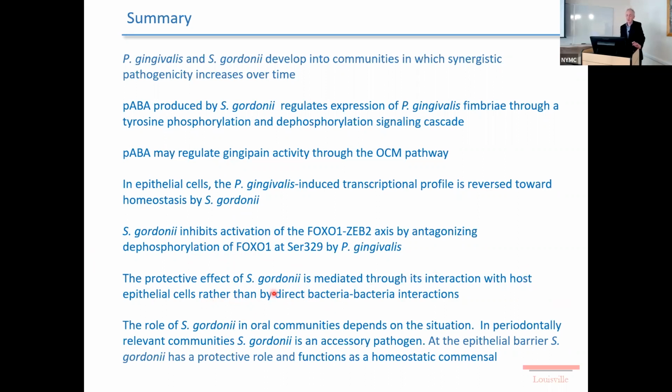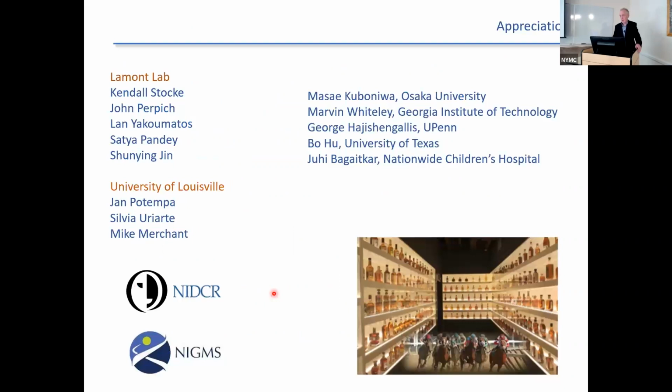So the role of streptococci, just going back to this context, all life exists in context kind of thing, the role of streptococci in all communities just depends on the situation. In periodontally relevant communities, subgingivally, it's probably an accessory pathogen. It makes P. gingivalis more pathogenic. On an epithelial cell surface, it does the opposite, working through the epithelial cells, and has a protective role. And in that context, we like to think of it more as a homeostatic commensal or a health-associated commensal.